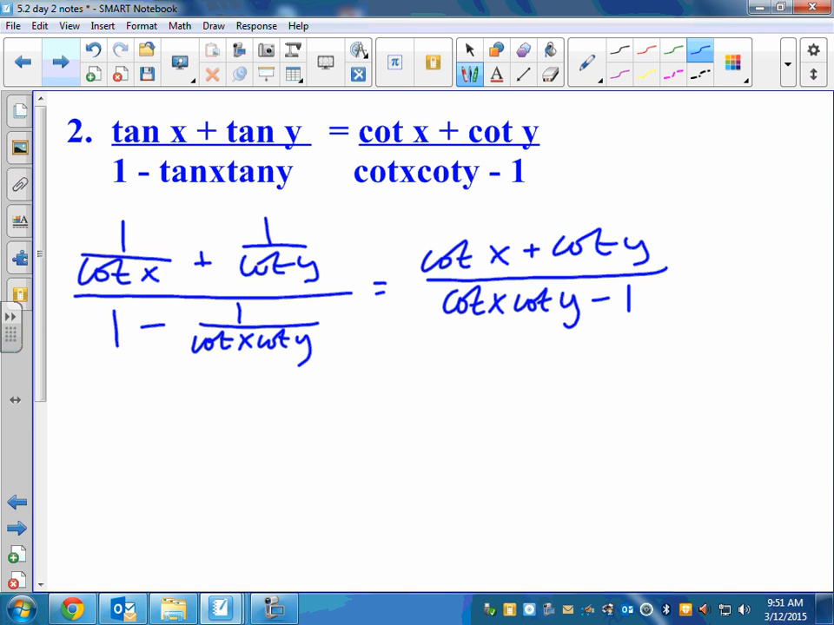I think, again, the theme is just a bunch of common denominators. Can we get a common denominator up here and a common denominator down here? Yeah. So you just got to keep track of all your fractions. On the top, our common denominator would be cotangent x, cotangent y.